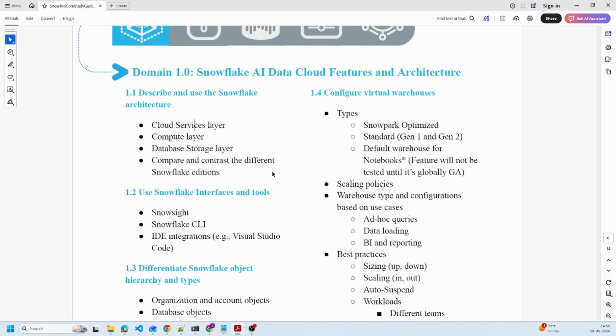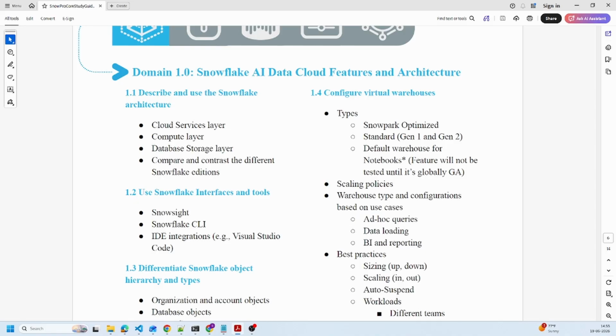Now here's the key thing to remember for the exam. This layer is shared across the account, and it does not scale like warehouses do. So if you're ever asked, does increasing warehouse size improve query parsing? The answer is no. That happens here, not in compute.